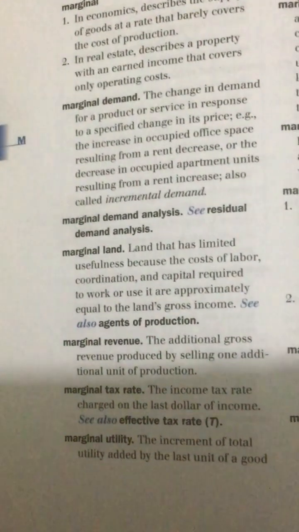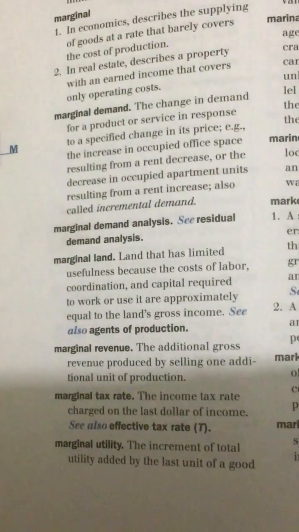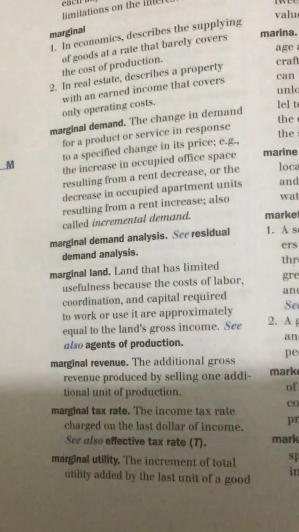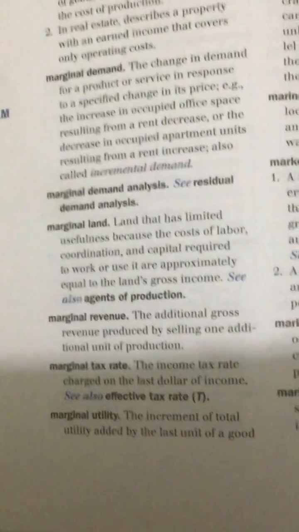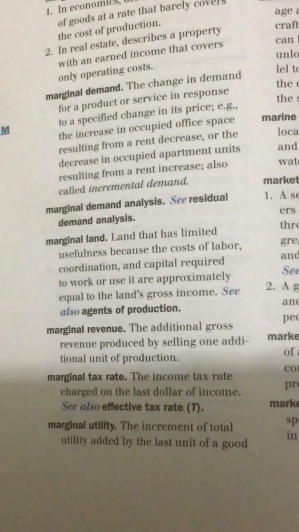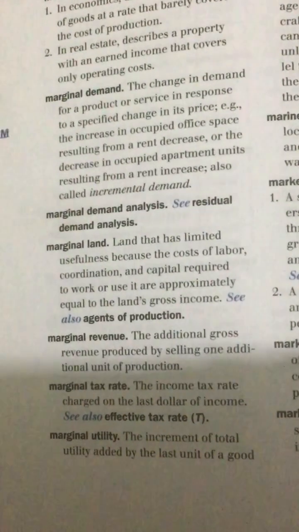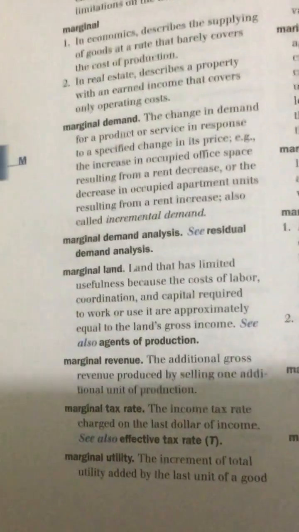Marginal revenue. The additional gross revenue produced by selling one additional unit of production. Marginal tax rate. The income tax rate charged on the last dollar of income. See also effective tax rate. The acronym for effective tax rate is just capital T.